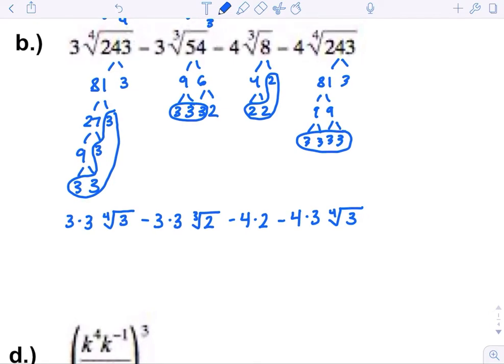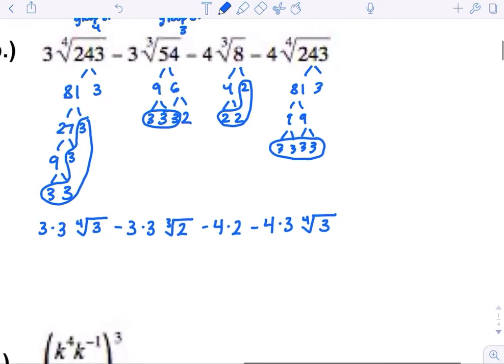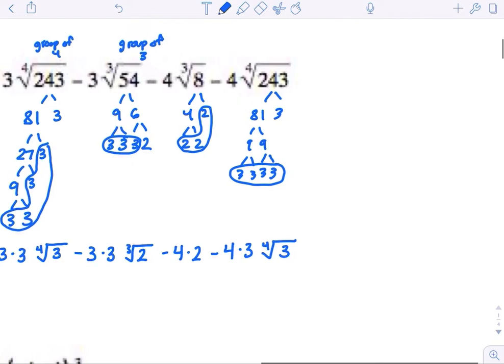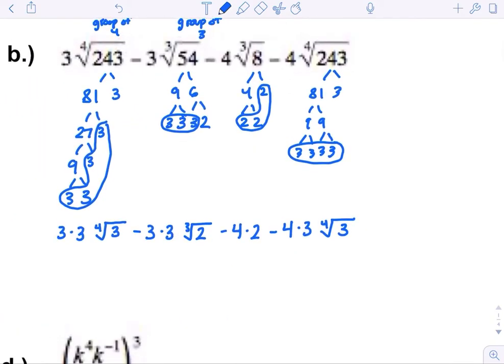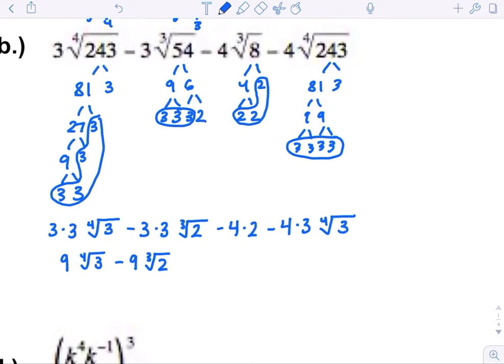Then all we have to do right here is basically just simplify. So negative 3 times 3 is negative 9, fourth root of 3. Third root of 2, negative 4 times 2 is minus 8. And negative 4 times 3 is negative 12, fourth root of 3.